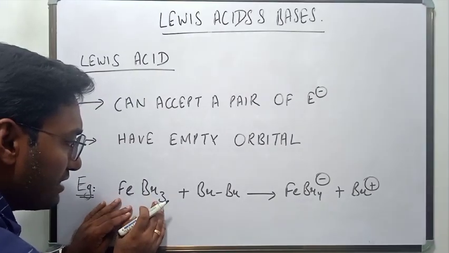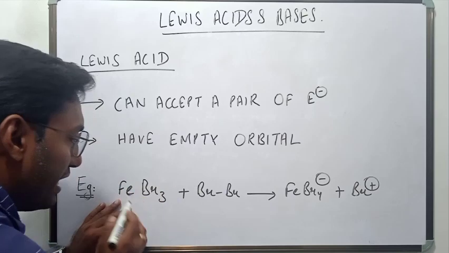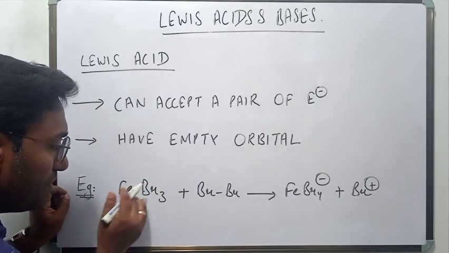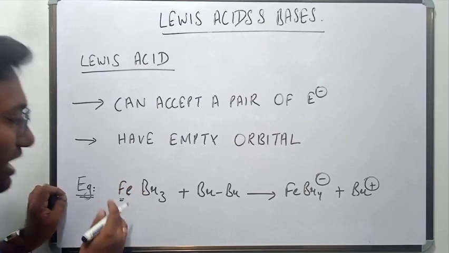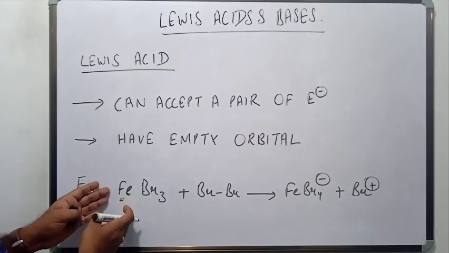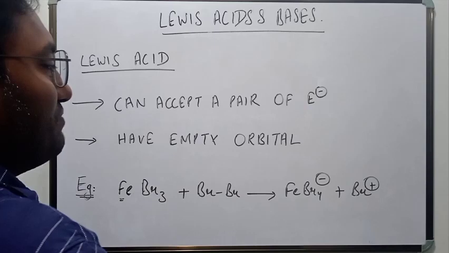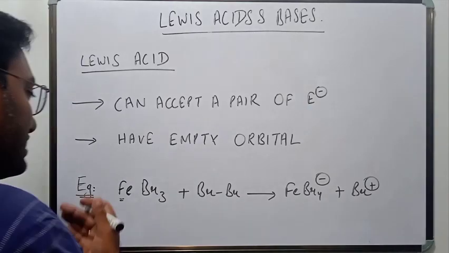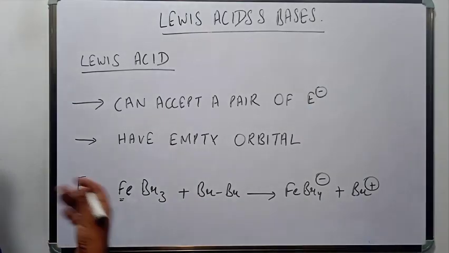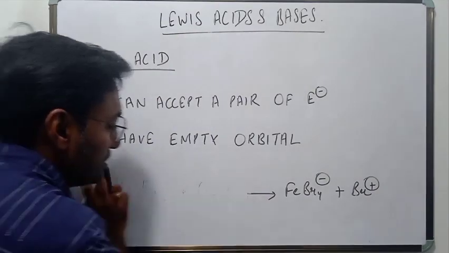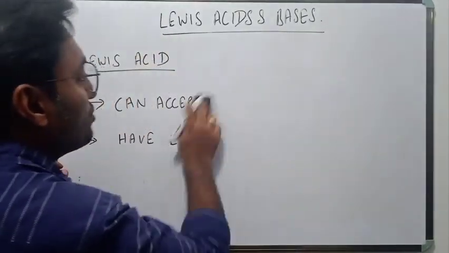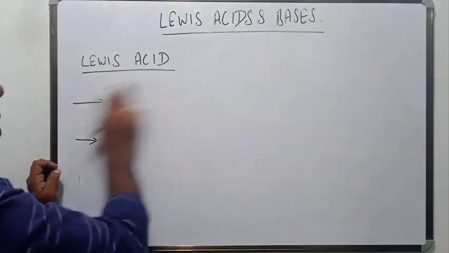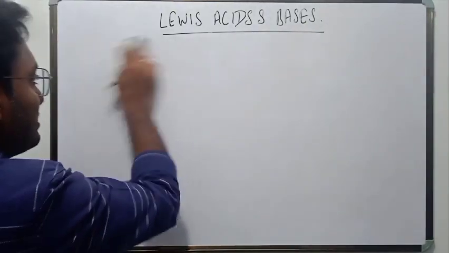So FeBr3 accepts a pair of electrons, and exactly why does it accept so? Because Fe, that is iron, has an empty orbital. What kind of empty orbital has iron got? We will see that when we discuss examples. So let us discuss examples of those substances that show characteristics of acceptance of electrons, or that act as Lewis acids.